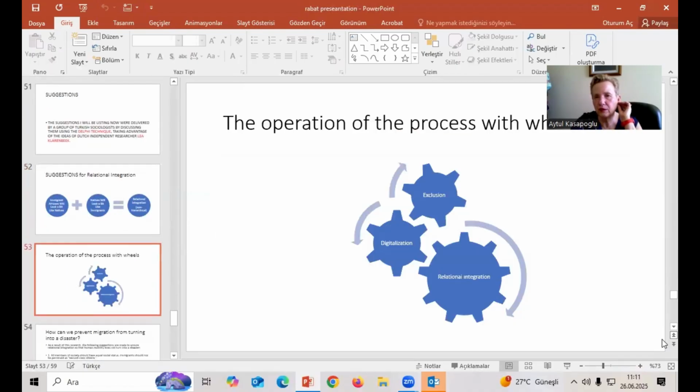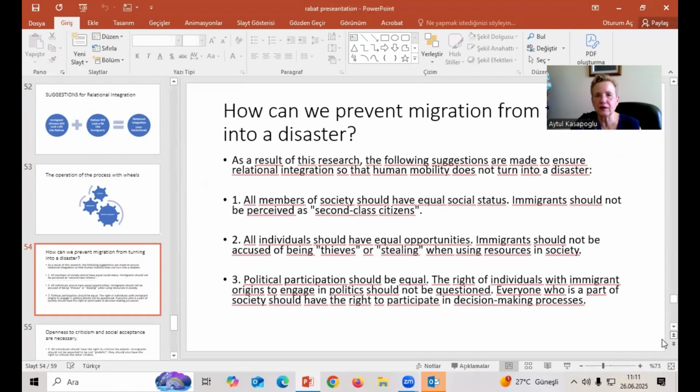And the operation of the process: exclusion, digitalization, relational integration. How can we prevent migration from turning into disaster? As a result of this research, the following suggestions are made to ensure relational integration so that human mobility does not turn into a disaster. First of all, members of society should have equal social status. Immigrants should not be perceived as second-class citizens. Secondly, all individuals should have equal opportunities.